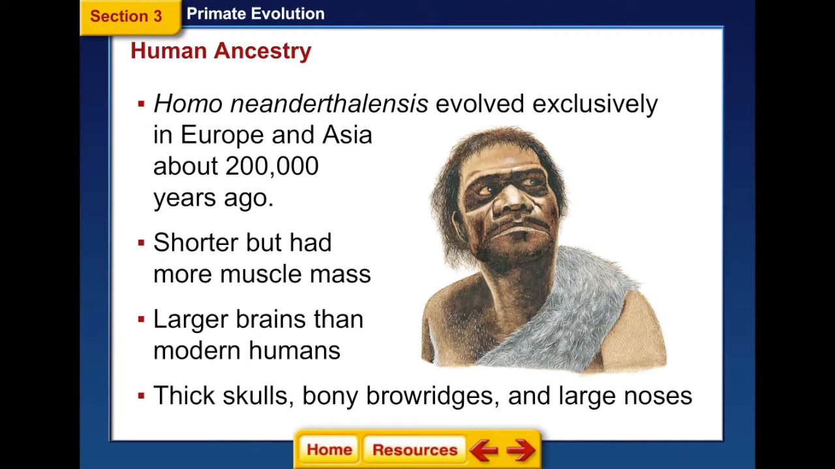After that, we came to Homo neanderthalensis, which evolved exclusively in Europe and Asia about 200,000 years ago. And if you notice, these look even more human-like. They were shorter, but had more muscle mass. They had larger brains than modern humans, and they had thick skulls, bony brow ridges, and large noses.